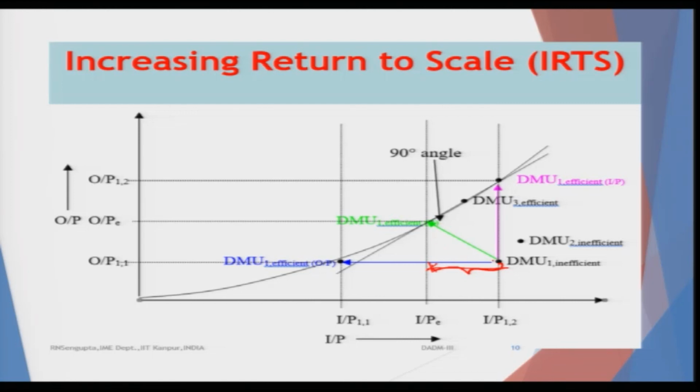So, in this direction the input is decreasing, and in this direction the output is basically increasing. The output was here, OP1, to this. So, the output is increasing. You have both of them, as in the decreasing return to scale you had input decreasing, output increasing in some proportions depending on which direction it moves in, the tangential green one.